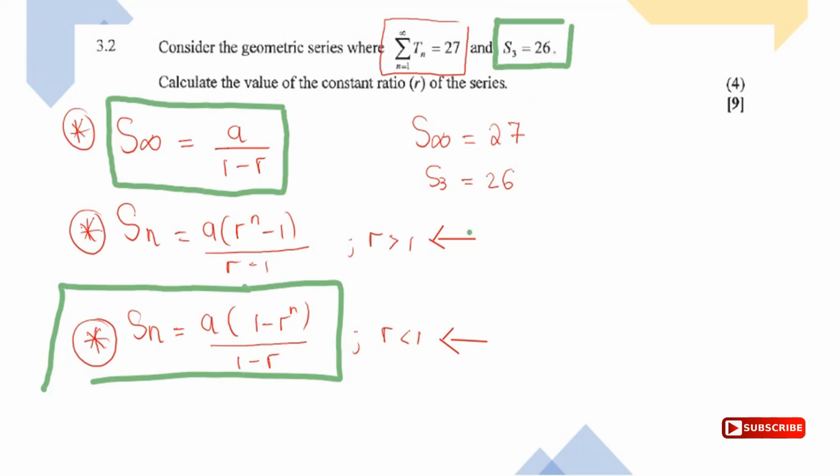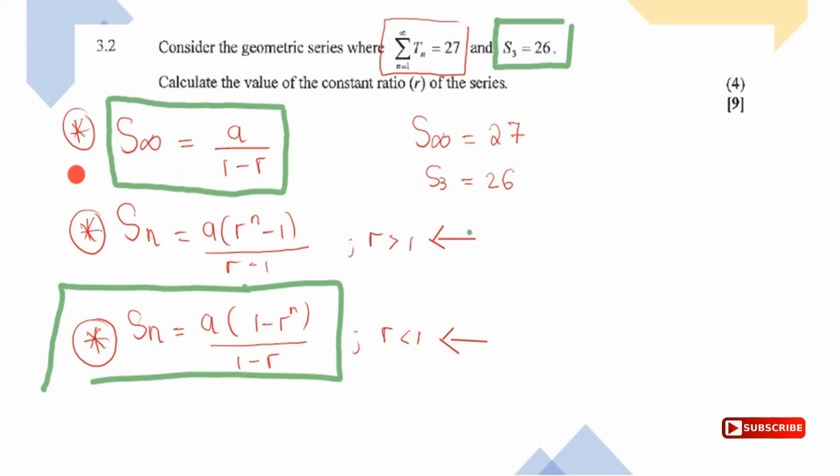If we substitute this equation into that equation, putting in the values that we have been given, we will be able to cancel out the A and solve for R. So I took the S infinity equation, S infinity equals A over 1 minus R, and this equation, Sn, which is equal to A, open bracket 1 minus R to the power of N, over 1 minus R, to help me calculate the value of R.